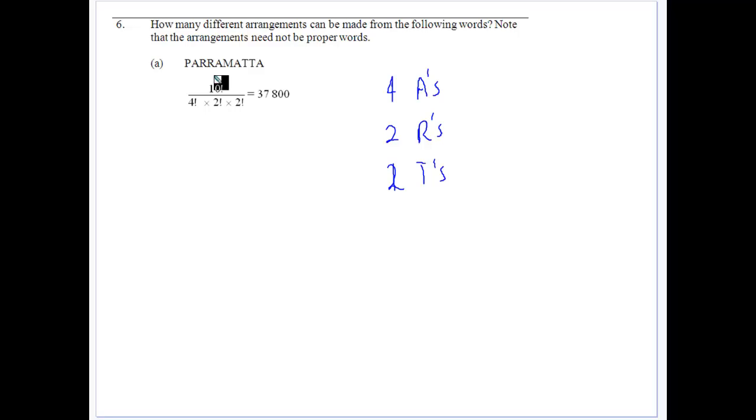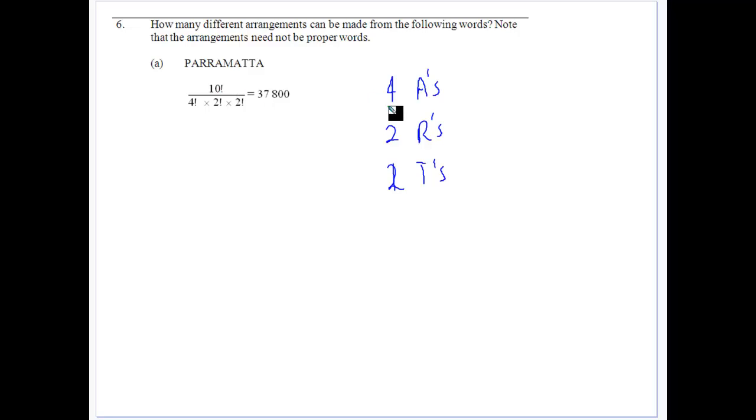Now, let's look at words that are a bit more complex, and see how many different arrangements we can get. They don't need to be proper words. So consider the word Parramatta. Well, we've got 10 letters in the word Parramatta. So 10 letters there can be arranged 10 factorial ways.